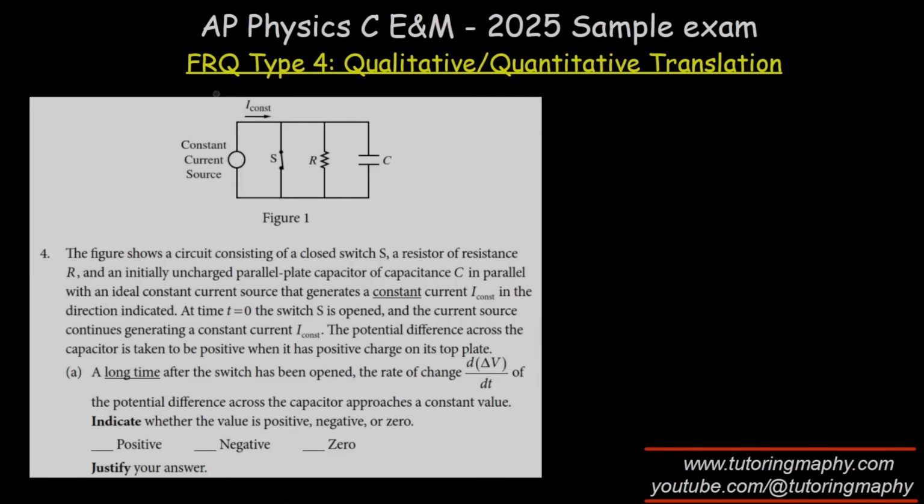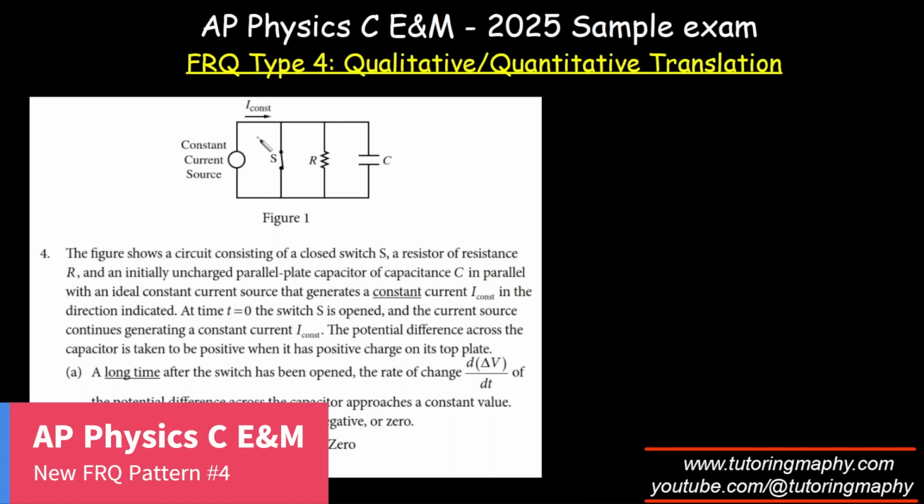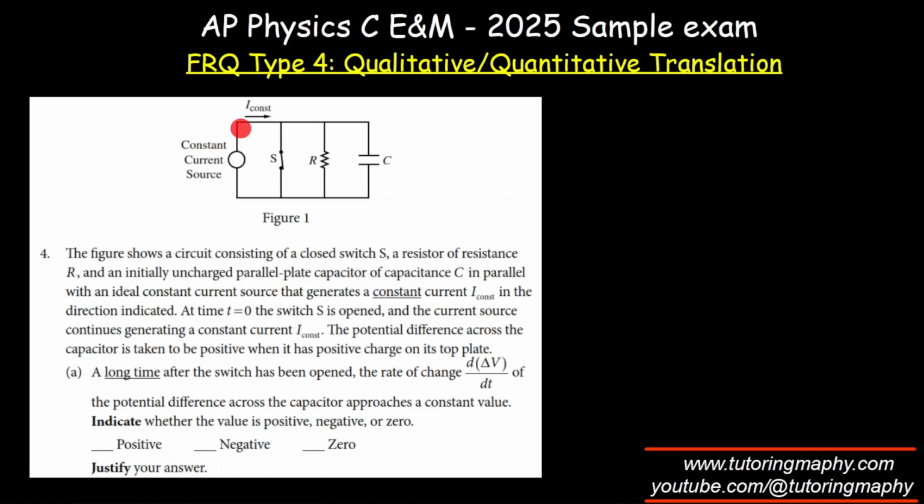Right, this is the last type, FRQ 4. Here we are given a circuit. There is a switch that is initially closed. There's a resistor, capacitor, and there is a constant current source. And in this branch, a constant current I is flowing over here.